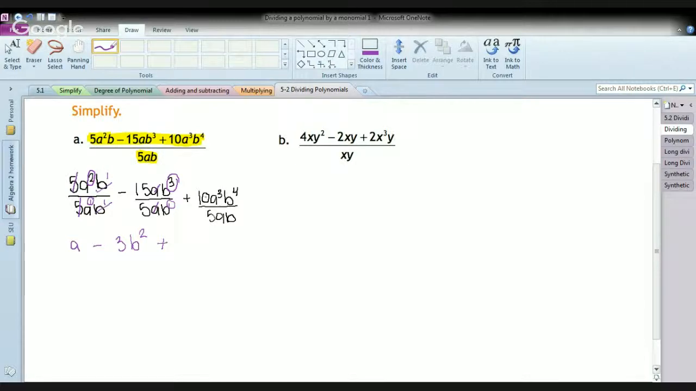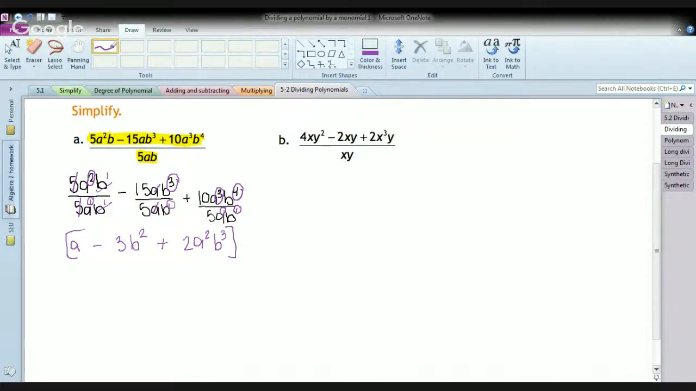Plus 10 divided by 5 is 2. Then I have a 3 and an imaginary 1, so we're essentially saying 3 minus 1, so I'm left with A to the second power. Then we're saying 4 minus 1, so I'm left with B to the third. And that is our final answer for our first example.